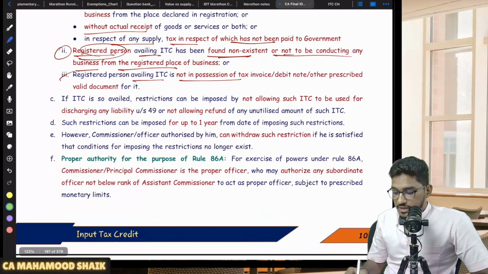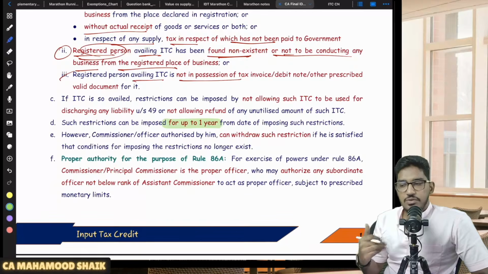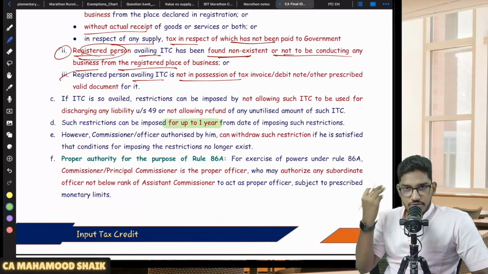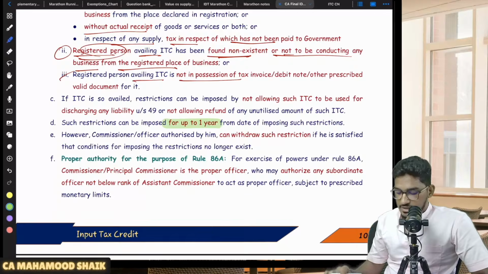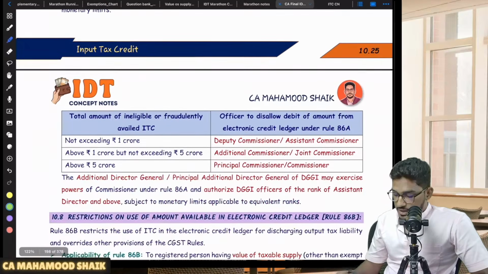And how long will they restrict it, sir? They can keep that restriction up to 1 year. Within that 1 year, if you want to take any action like inspection, search, seizure, you can do it, but only up to 1 year can you keep the restriction. After 1 year, you should release that restriction. Now, sir, who is the proper authority for putting that restriction? Commissioner or principal commissioner is the proper officer.